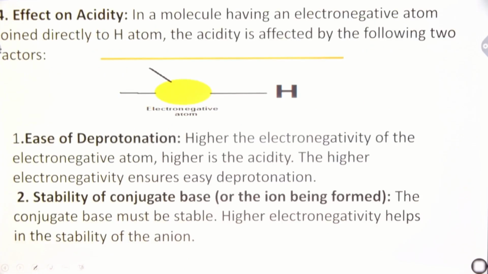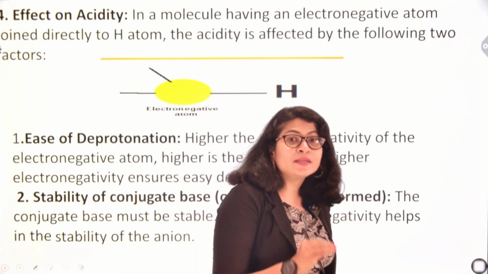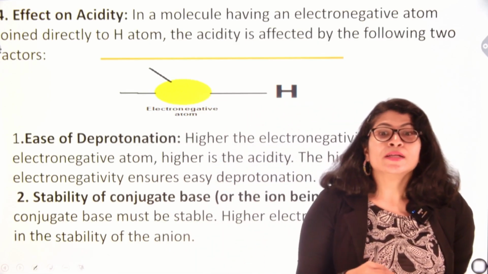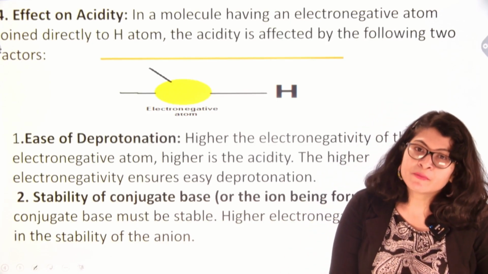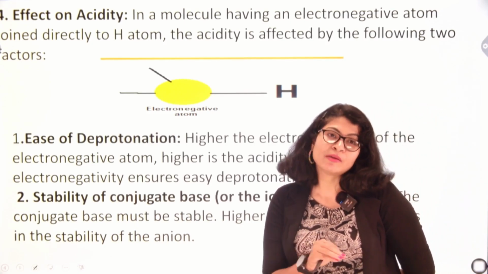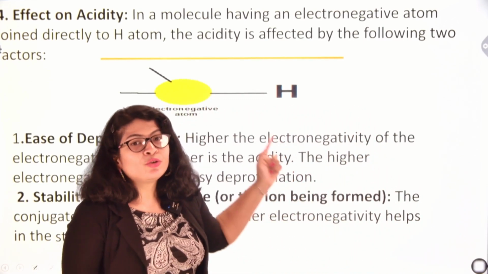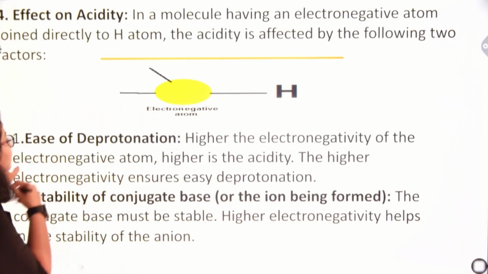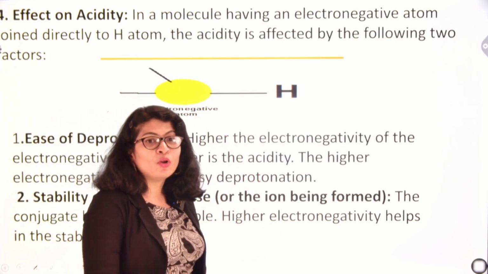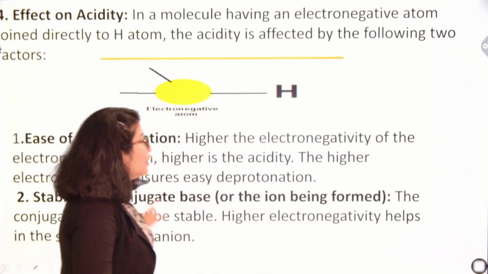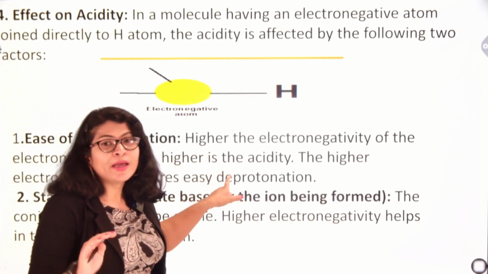Okay. Now, if I see acidity. What do you mean by acidity? Acidic strength is determined by the tendency of donation of a proton H+, because by the definition of acid, acids are those substances that have a tendency to donate an H+ ion. So, in a molecule having an electronegative atom joined directly to a hydrogen atom, the acidity is affected by the following 2 factors. First is ease of deprotonation, meaning with what ease it can liberate a H+ ion.